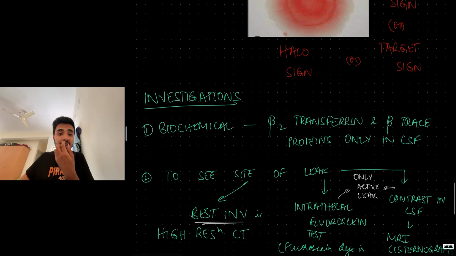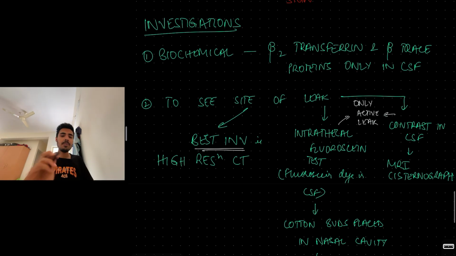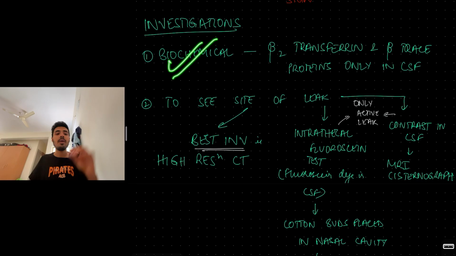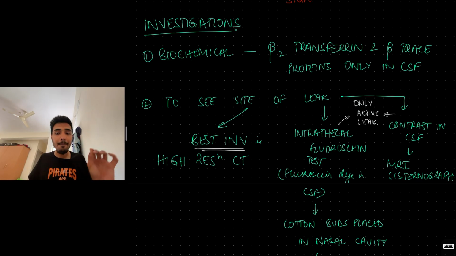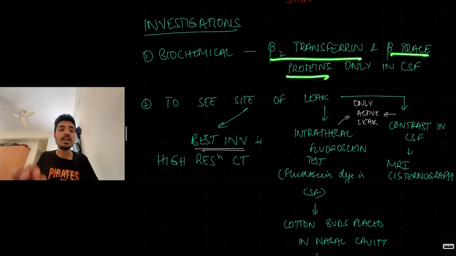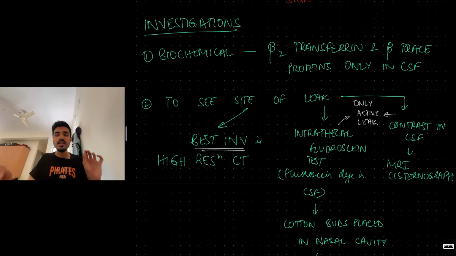Then coming to the investigations. See, the best biochemical investigation is beta-2 transferrin or beta trace proteins. This beta-2 transferrin or beta trace proteins is only present in the CSF, absent in nasal discharge.